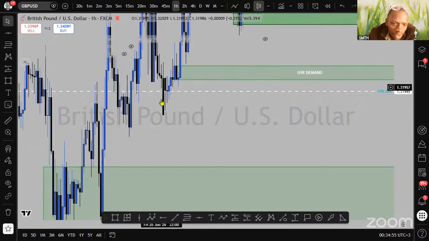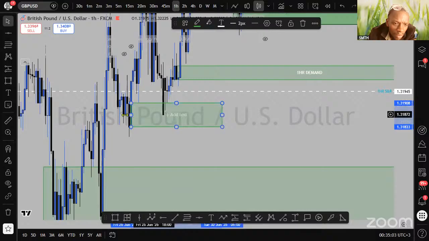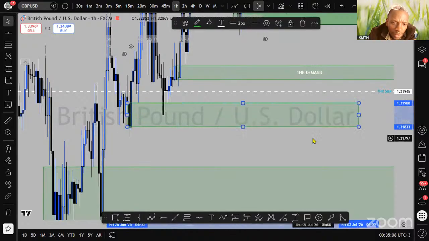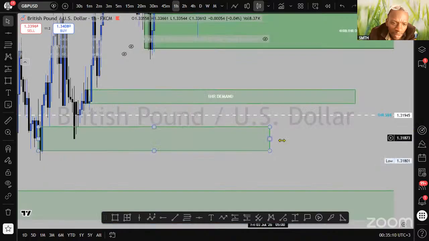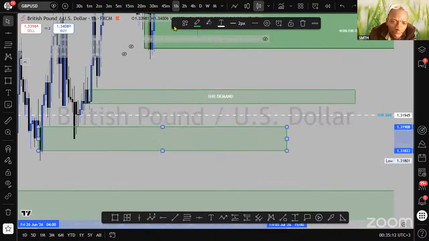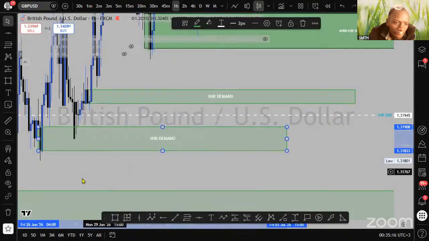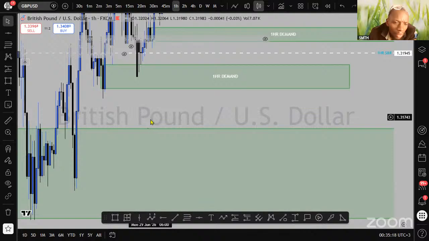Now okay, this one came, yeah, but it reacted back to a very nice demand area. And I hope you guys are able to see this. So this demand area is still crucial. Then I'll just name this last one. Okay. So this was the final part.